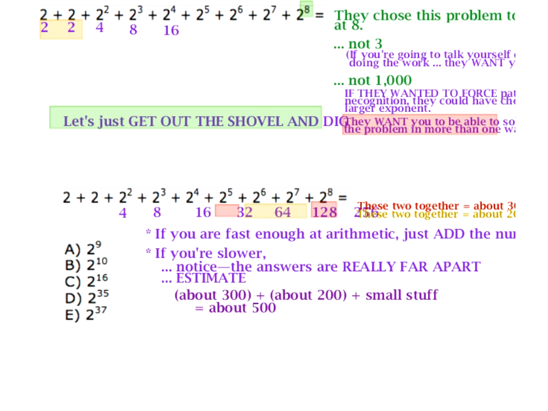So then you'll notice that 2 to the 8th is about 250. It's approximately, it's 256. So that means that 2 to the 9th is about 500. So you win. And then all the other choices are 1,000 or more.